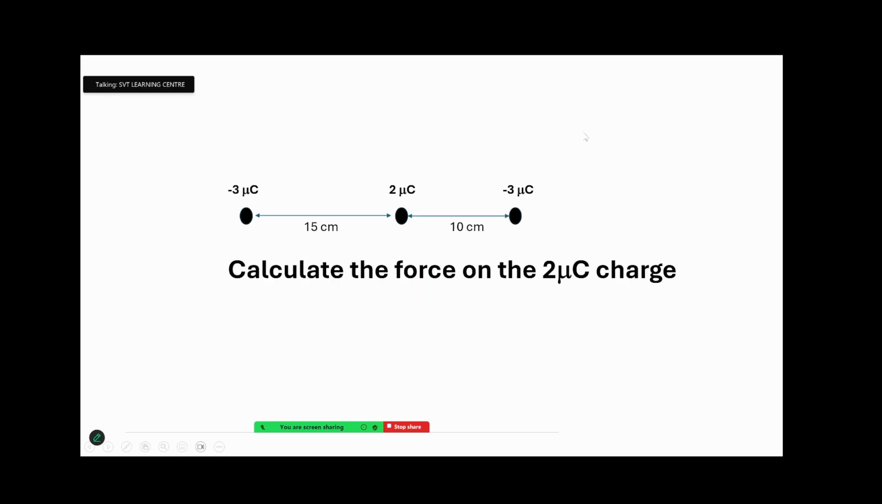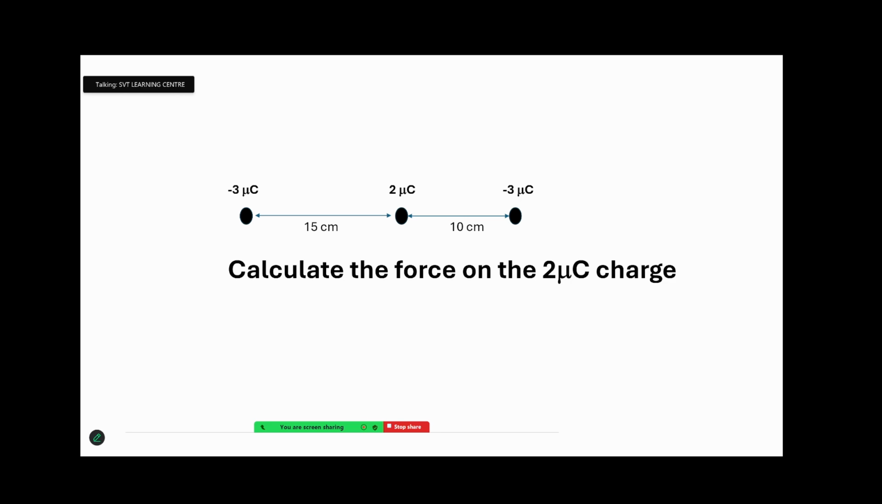Next sum we have three charges. If you look at the configuration, there are two negative charges, minus 3 microcoulomb and minus 3 microcoulomb. We placed a 2 microcoulomb charge, a positive charge, in between the two, so that it's at a distance of 15 centimeter from the left charge and 10 centimeter from the charge placed to its right. Here there will be two forces, one due to the minus 3 on the left and one due to the minus 3 on the right. Both of them will be in the opposite direction, and will tend to pull the 2 microcoulomb towards each other.